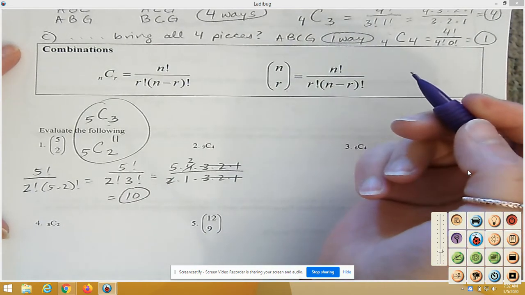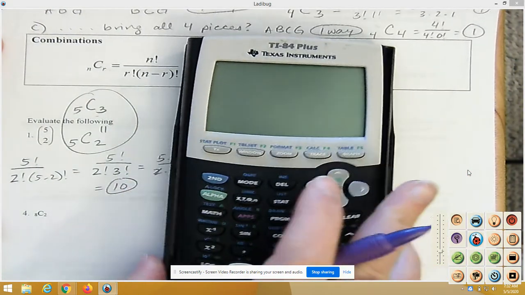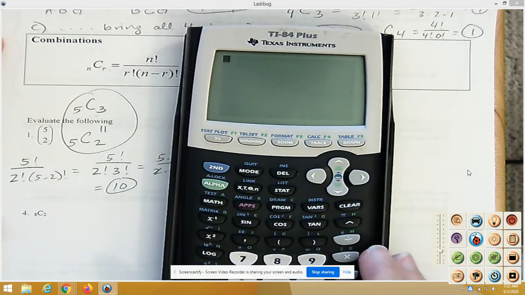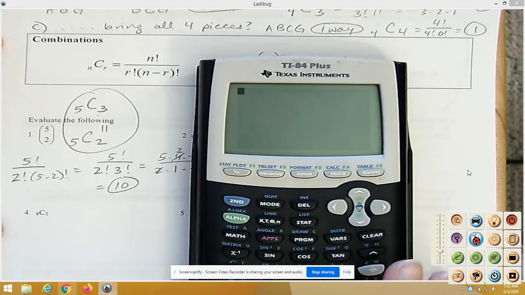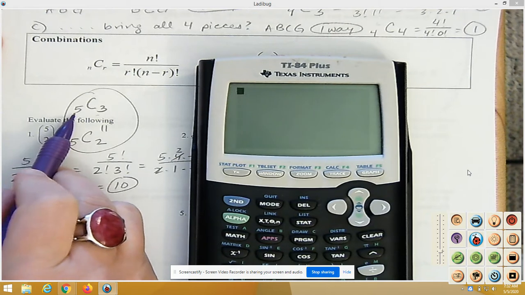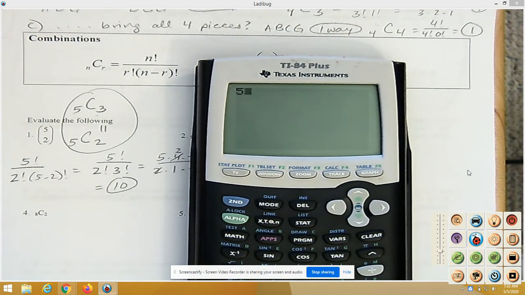So the question is, is there a better way to do these? And of course there is, so you can use your calculator for this. I'm going to turn my calculator on, and then just like we did with the permutations, you have to put the 5 in first. So I'm going to enter in 5, and this is exactly where the permutations formula is.